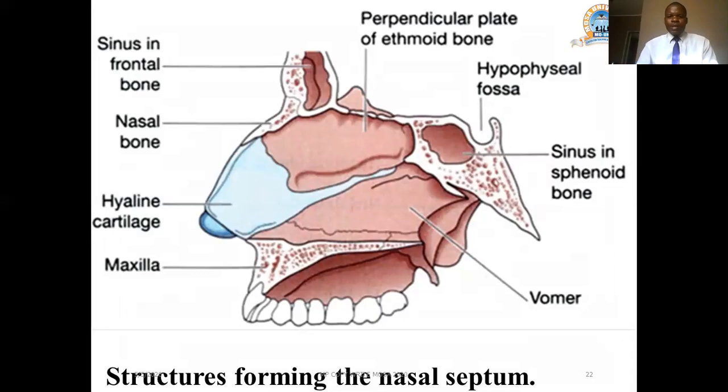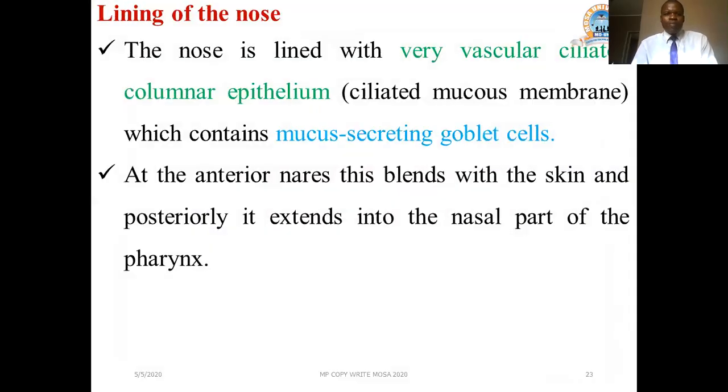So here, our description can make more sense. You can see that we have the vomer, and the sinus in the sphenoid bone, the hypophyseal fossa, the perpendicular plate of the ethmoid bone, also the sinuses in the frontal bone, the nasal bone, the hyaline cartilage, which we mentioned, and the maxillary bone. These are the structures forming the nasal septum.